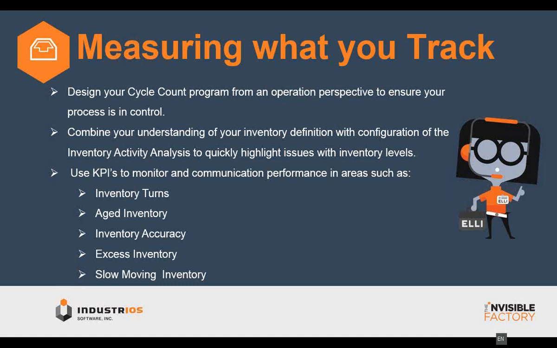Also understanding our inventory levels. How are we doing with respect to our benchmarks? Our inventory activity analysis report, as we saw earlier on, provides us with great insights into the level management in terms of excess, slow moving, where are we against mins and maxes. KPIs, so key performance indicators, are another great way to monitor and communicate performance in areas such as how are we doing on turns, the aging of inventory, our accuracy. How are we going to accomplish that? Well, our plant gauge module is a great tool to help us with that.